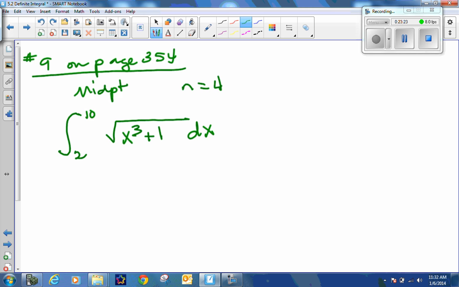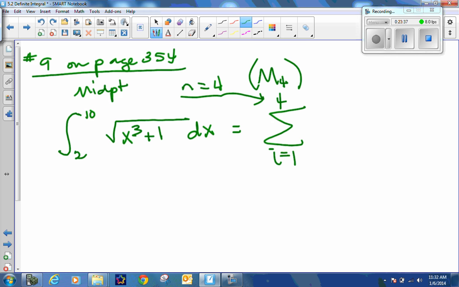Okay, so here's what you're doing. You're doing basically M4 from before, i equals 1 to 4. That's what they told you. The square root of x cubed plus 1. It's not x plus 1, by the way. Times change in x. All right, so we're going to do midpoint.